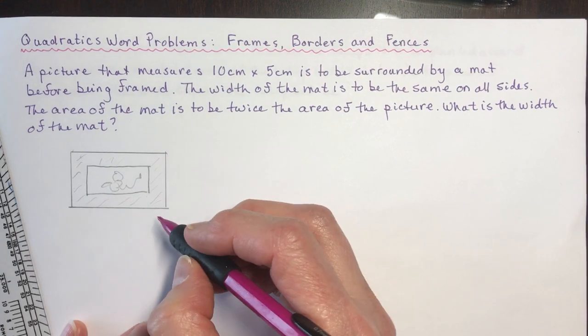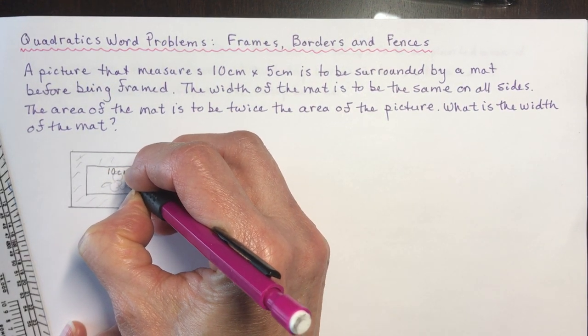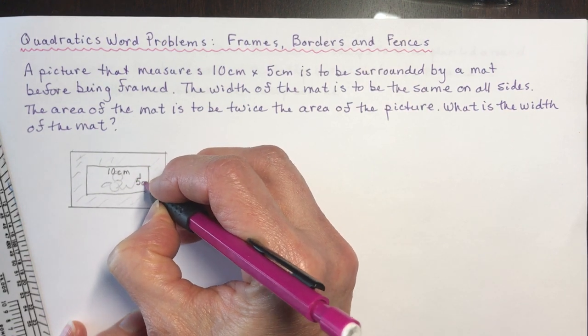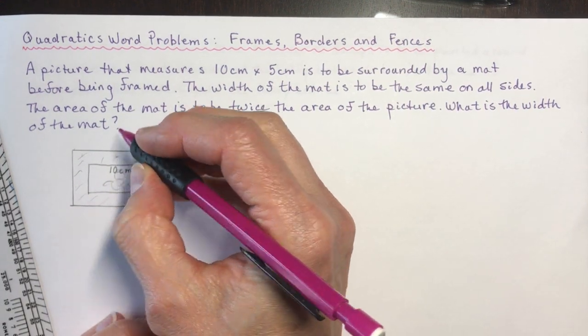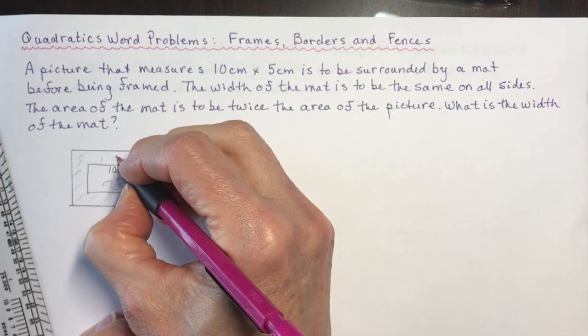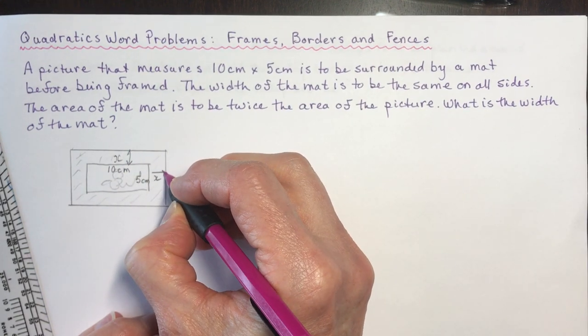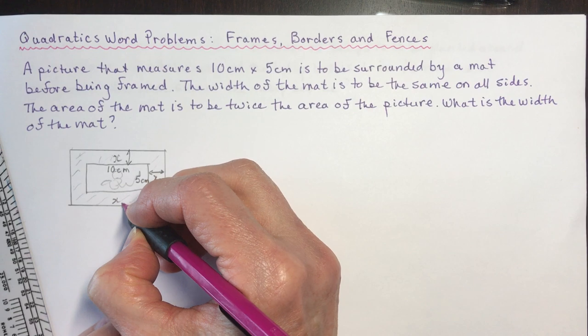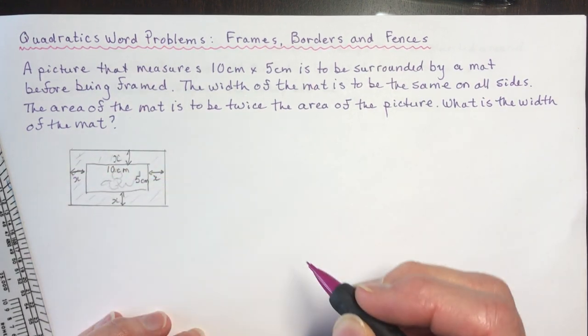So it says the picture is 10 by 5. So put those on your drawing, your measurements, 10 centimeters by 5 centimeters. And it is surrounded by a mat. The width is the same on all sides. So anytime you see that everything's the same, you're going to make it X. So it's going to be X from here to here. It's going to be X from here to here. And X from here to here. And another X from here to here.